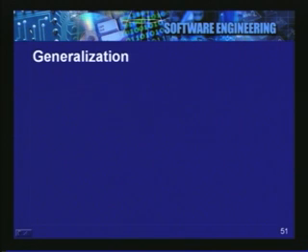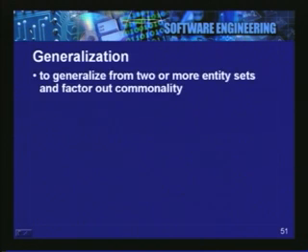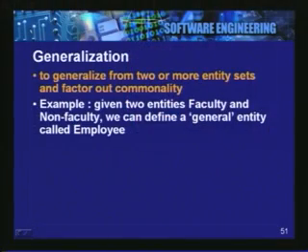Let us first study the generalization. The idea here is to find out from the entities that we have already identified whether something can be factored out as a common element. So it's possible that you might have defined two or more entities and you see that there are some common aspects to those, and you would like to extract that common aspect into an entity by itself. This is called generalization. Here is an example.